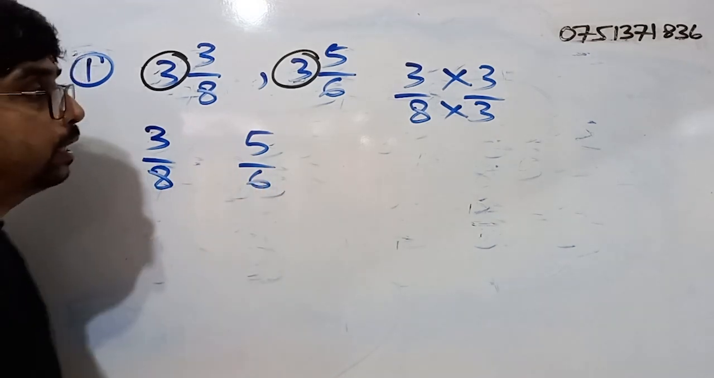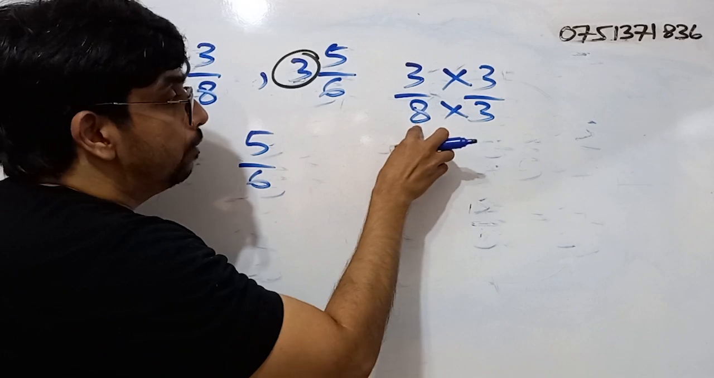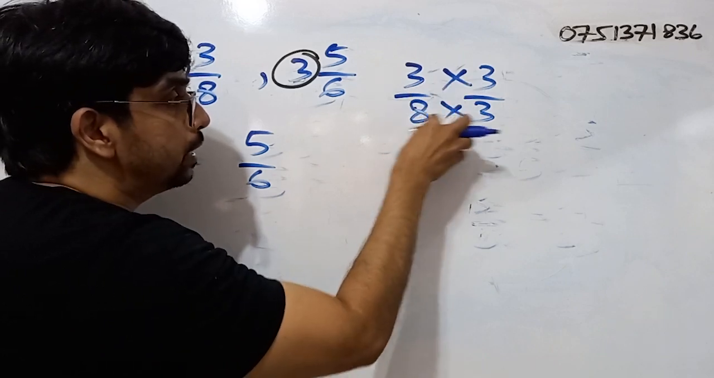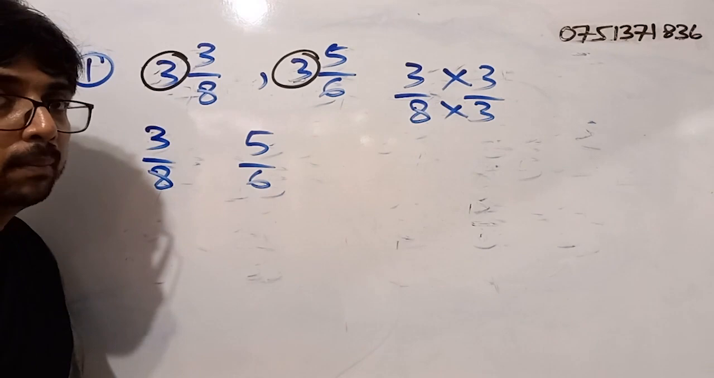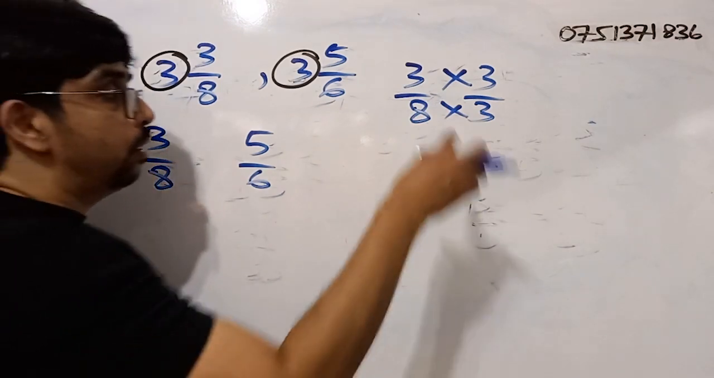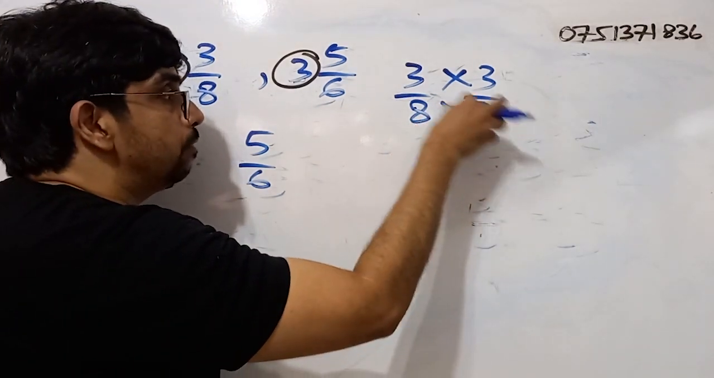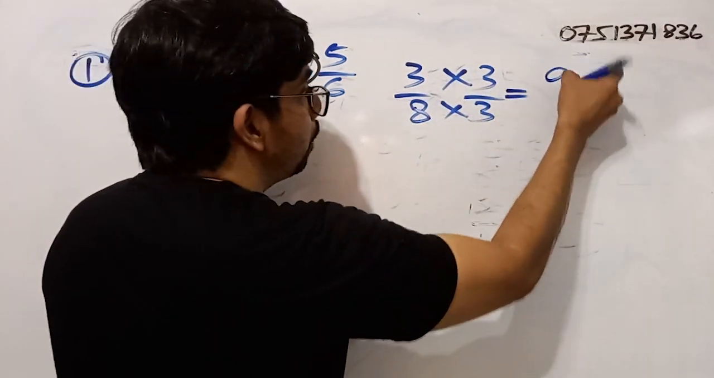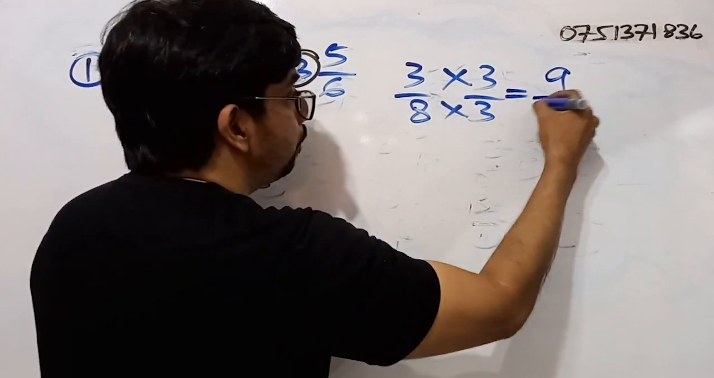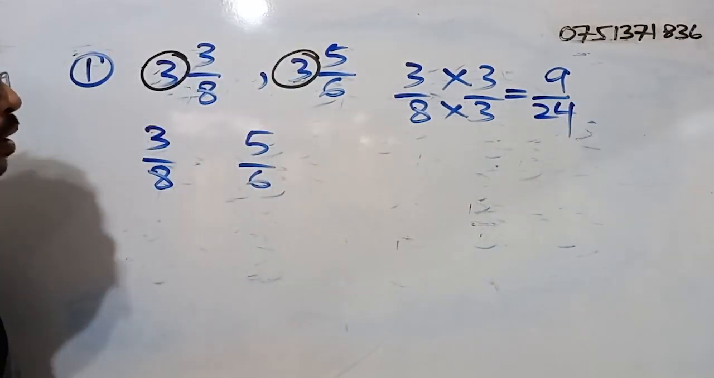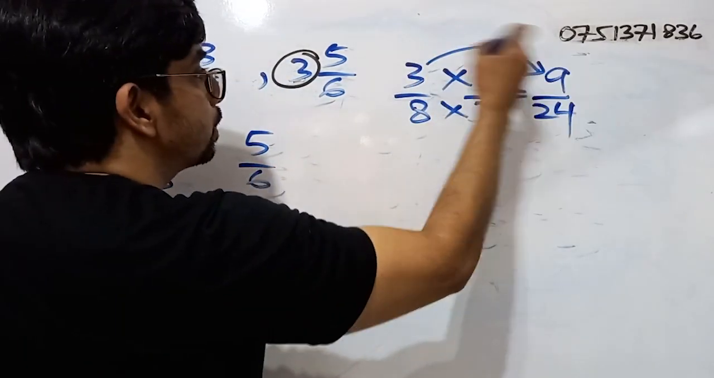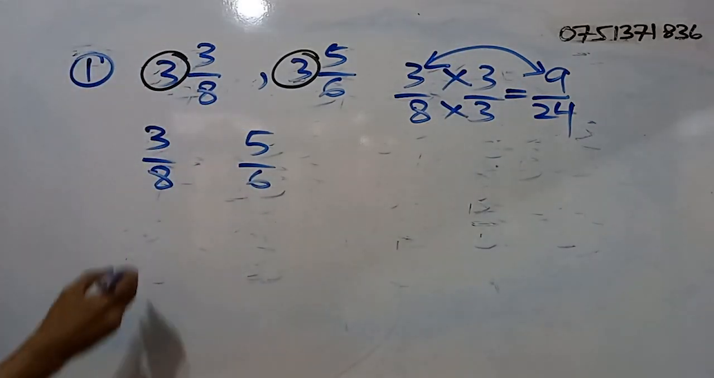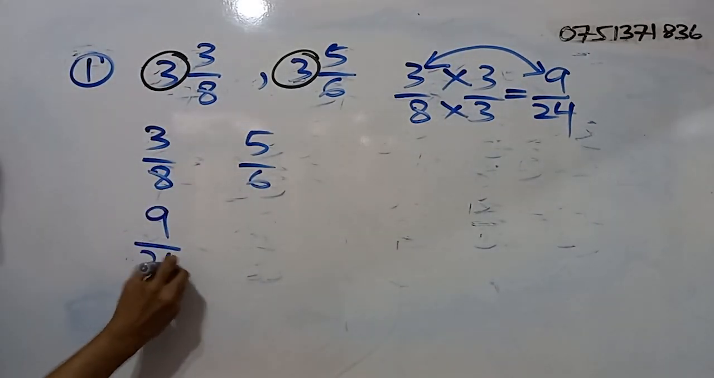24. Right? So how do I convert this 8 of 3 by 8 into a 24? By multiplying it by 3. When we multiply the denominator by 3, we have to multiply the numerator by 3 as well. So 3 into 3, we get a 9. 8 into 3, we get 24. Now these two fractions are what? Equivalent fractions. So I can write 9 by 24.